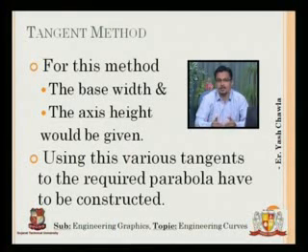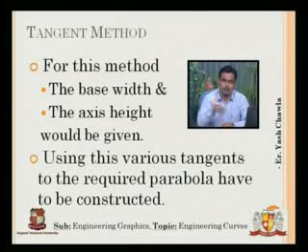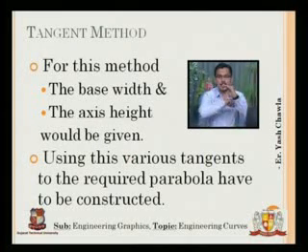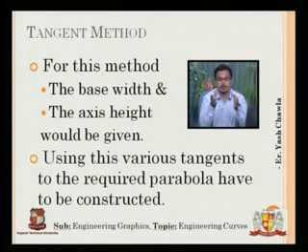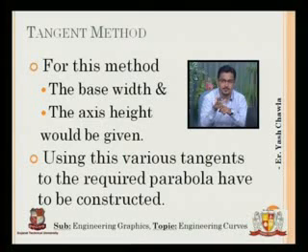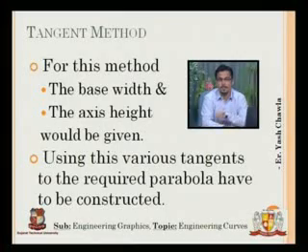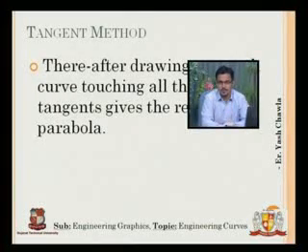Now if I have 10 tangents, 5 on the left hand side of the axis and 5 on the right hand side of the axis, and so I am having 5 points. Say this is my parabola, and I'm having 5 tangents this side and 5 tangents this side. So what will happen? I will have basically 5 points. Now if I pass a curve through those 5 points touching all those tangents, then I'll have my required parabola. That's what is mentioned here.